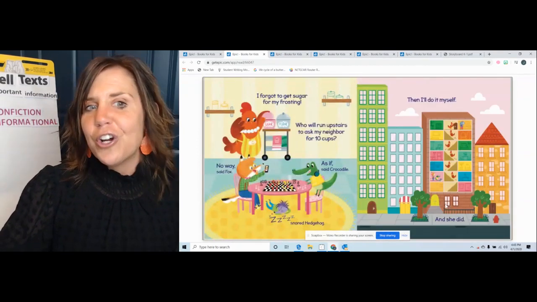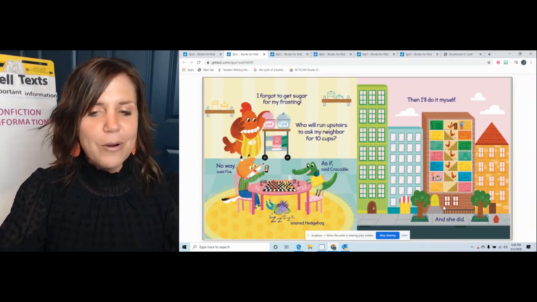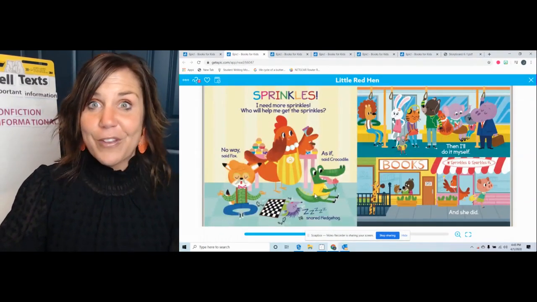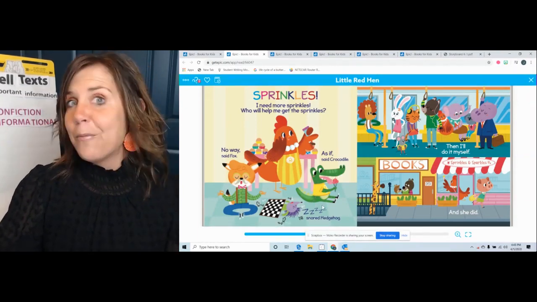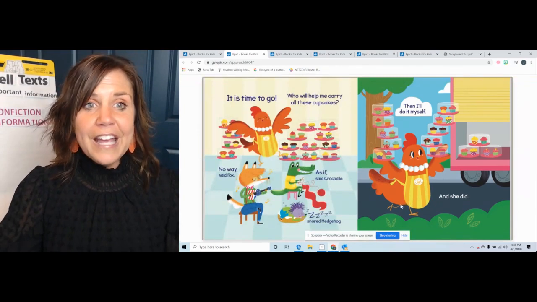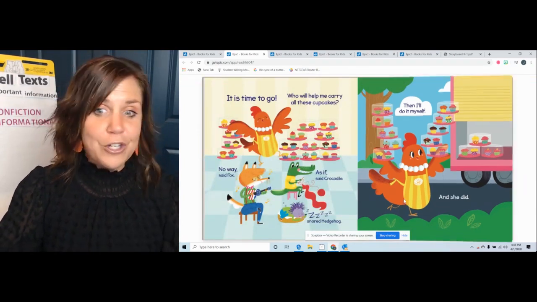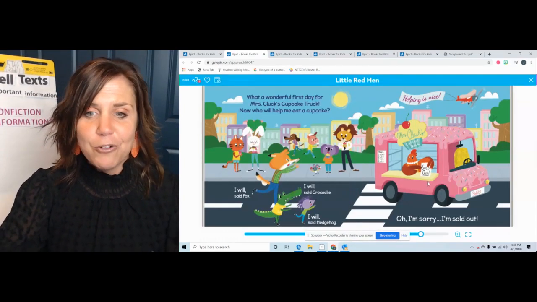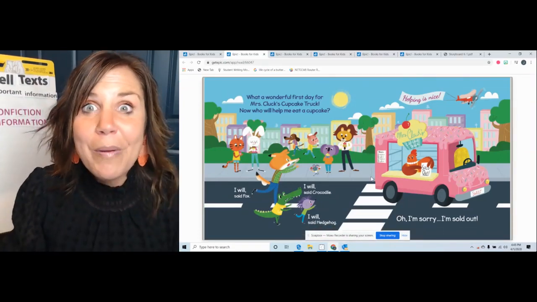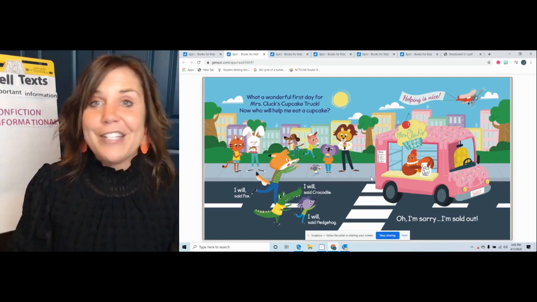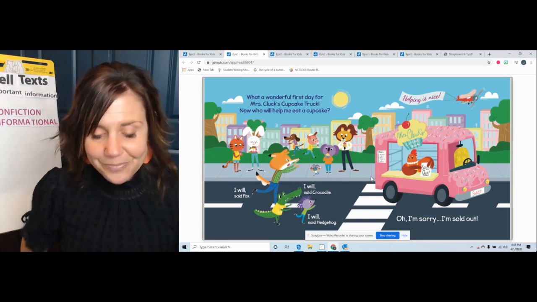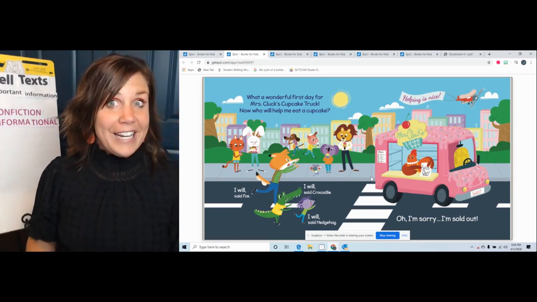And then they needed sugar for the frosting, and they wouldn't help her, so she did it herself, right? And then she needed sprinkles for the top of her cupcakes, and nobody wanted to help, and so she did it herself. And finally, no one would help her carry them, so she carried them herself, and she set up her cupcake truck. And then she was open for business, and then they all wanted to help and eat a cupcake, and she said, nope, I'm sold out, right? They were too busy to help her, so they didn't get a cupcake.